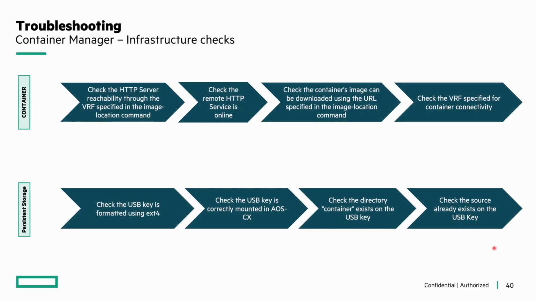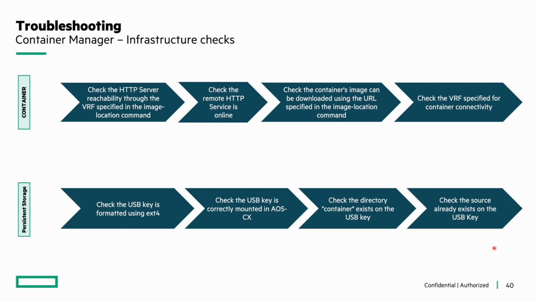So let's move on with troubleshooting. The first thing for troubleshooting containers is to check the infrastructure itself. If we focus on the containers themselves, we need to check the HTTP server reachability through the VRF specified in the image location command. We also need to check that the remote HTTP service is online, that the container's image can be downloaded using the URL specified in the image location command, and also check the VRF specified for the container's connectivity.